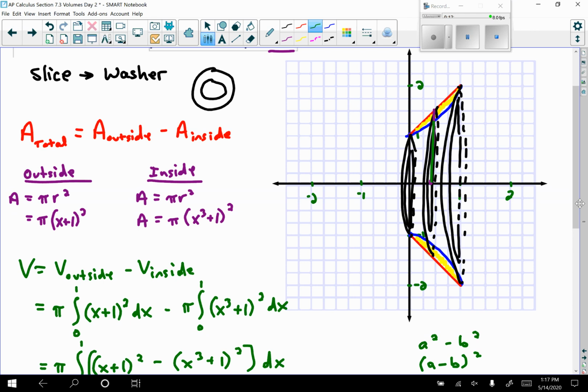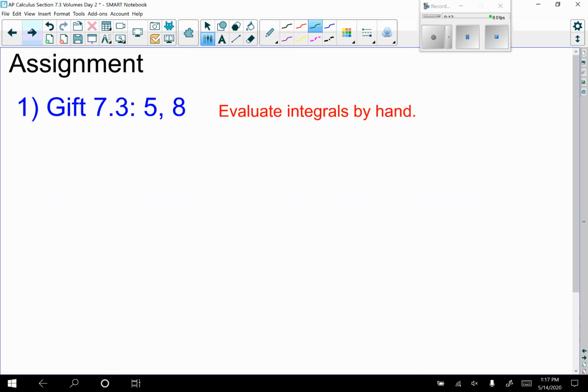All right, guys, so what you're going to do is off of gift 7-3, so I already have that scanned in for you. Just do 5 and 8. Please make sure you make a sketch of the graph, set up the areas, and then the integral as well, and make sure you evaluate the integrals by hand.